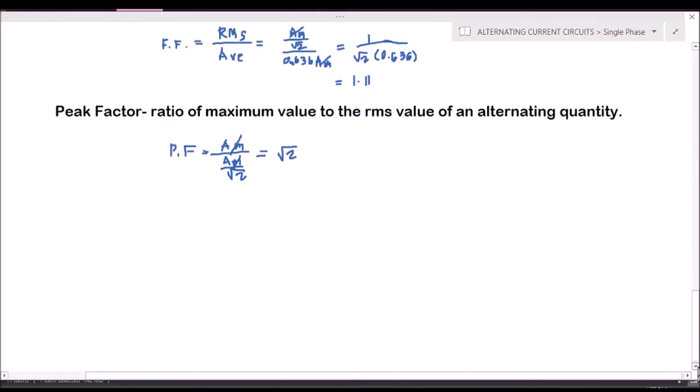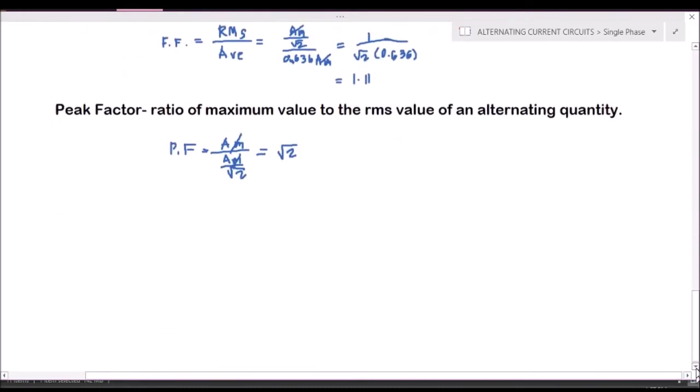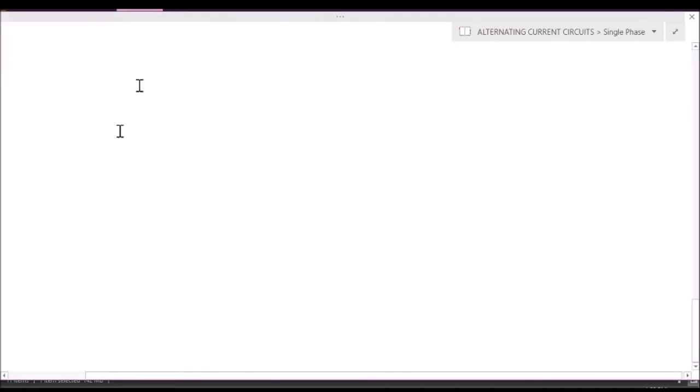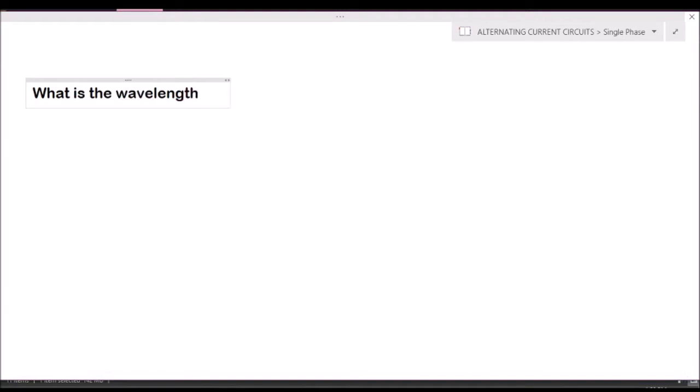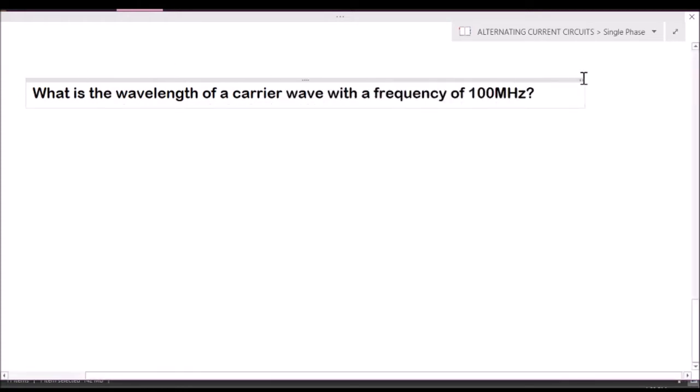So we will now go to solving some example problems so that we could apply these formulas. Okay, so let's start with problem number one. We'll just write first the problem. Okay, so we have this problem. What is the wavelength of a carrier wave with a frequency of 100 megahertz? So we are going to solve for the wavelength. So we'll try to solve this one.